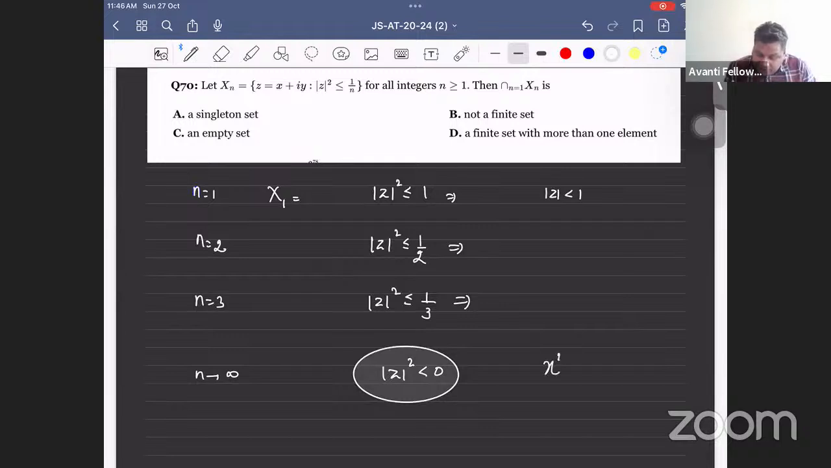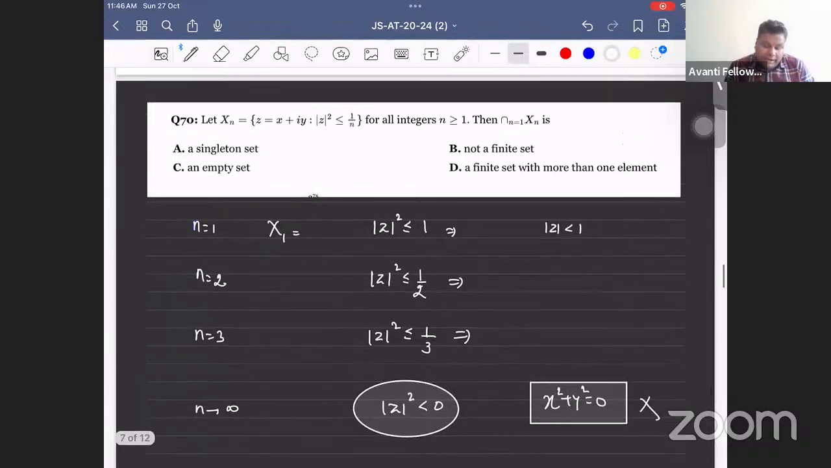See, x² + y² = 0 will not be counted here, because even if n goes very large, whatever the large value, it will never go to 0. Got it? So it should be an empty set. I think in the answer key it is given as a singleton set, which should be corrected.